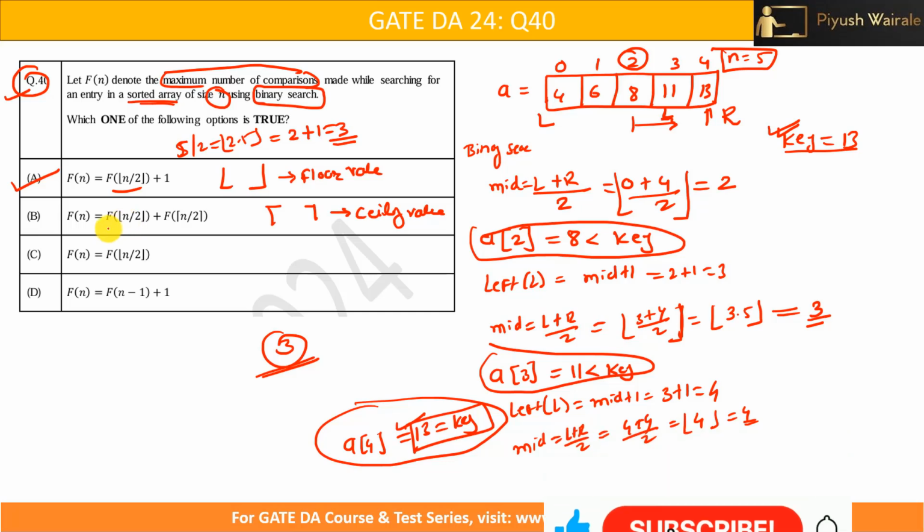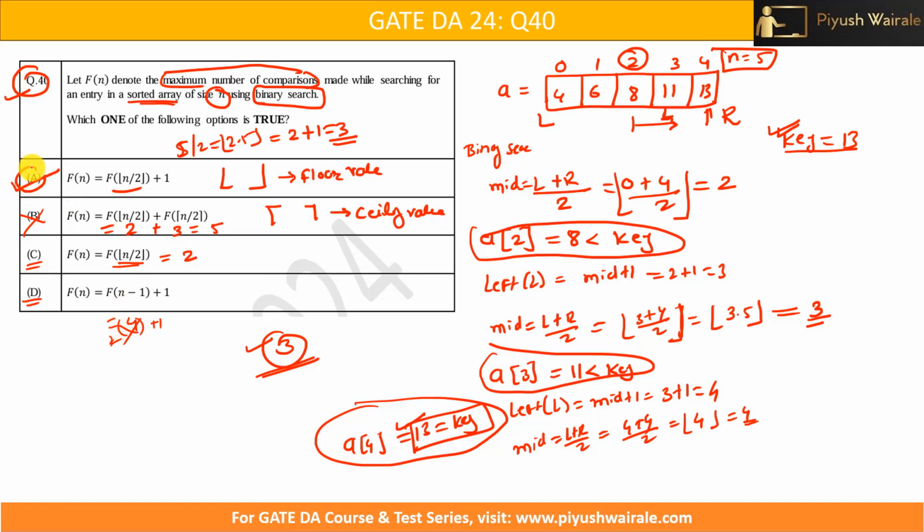But what about option B? Here again n by 2, the floor value is 2, plus n by 2 ceiling value, which will be 3, that is basically 5. No, it is not correct. I don't require 5 comparisons here, right? What about C? It is again only a floor value, that is basically 2. No, it is not correct because we required 3 comparisons. And what about D? So f of n minus 1, right? So what is n minus 1 here? That is basically 4. Comparisons f of 4 plus 1. No, that is not a correct one.